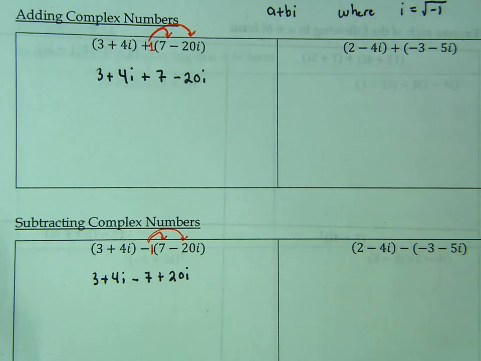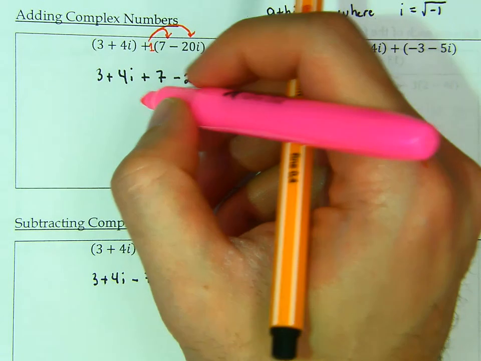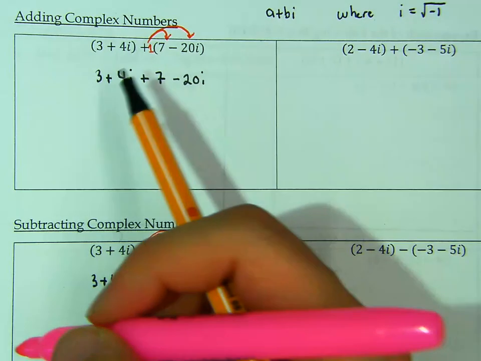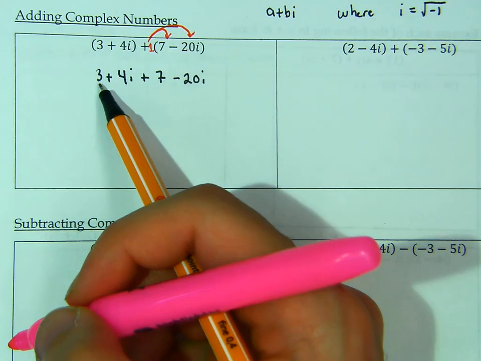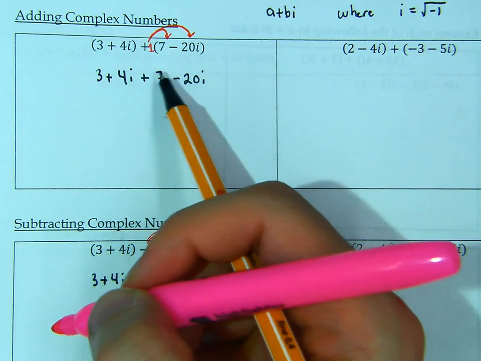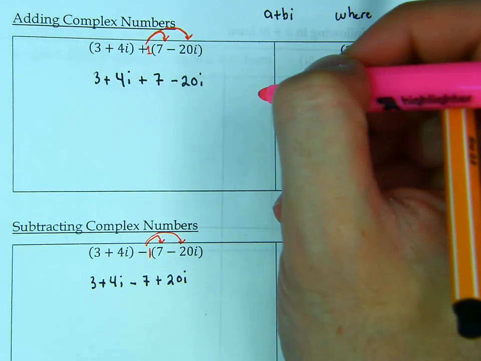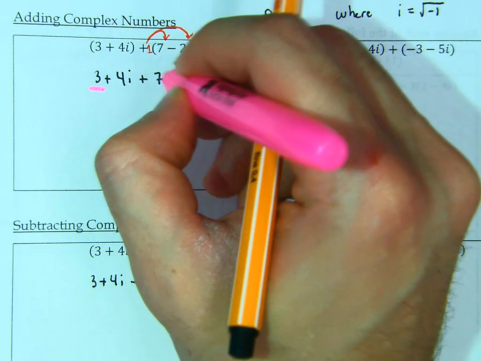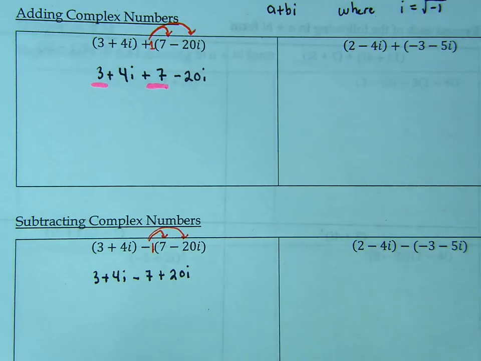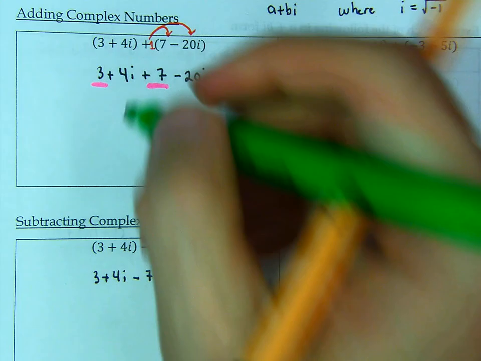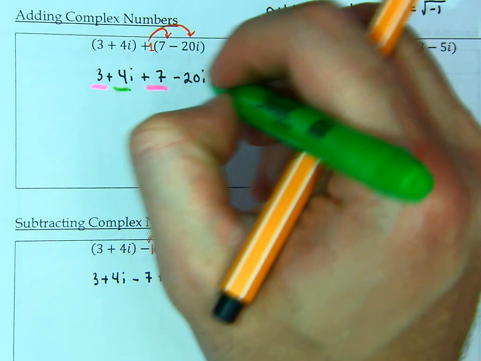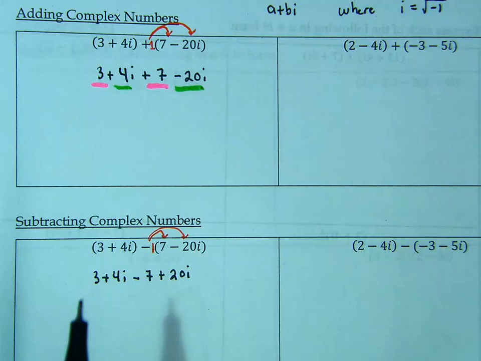Now, once we get to this position, we're just going to combine the like terms. How many terms do you see? I see the 3, I see the 4i, the 7, and the negative 20i. Which ones can we combine together? The 3 and the 7. These are like terms. And then what else can I combine together? The 4i and the negative 20i.